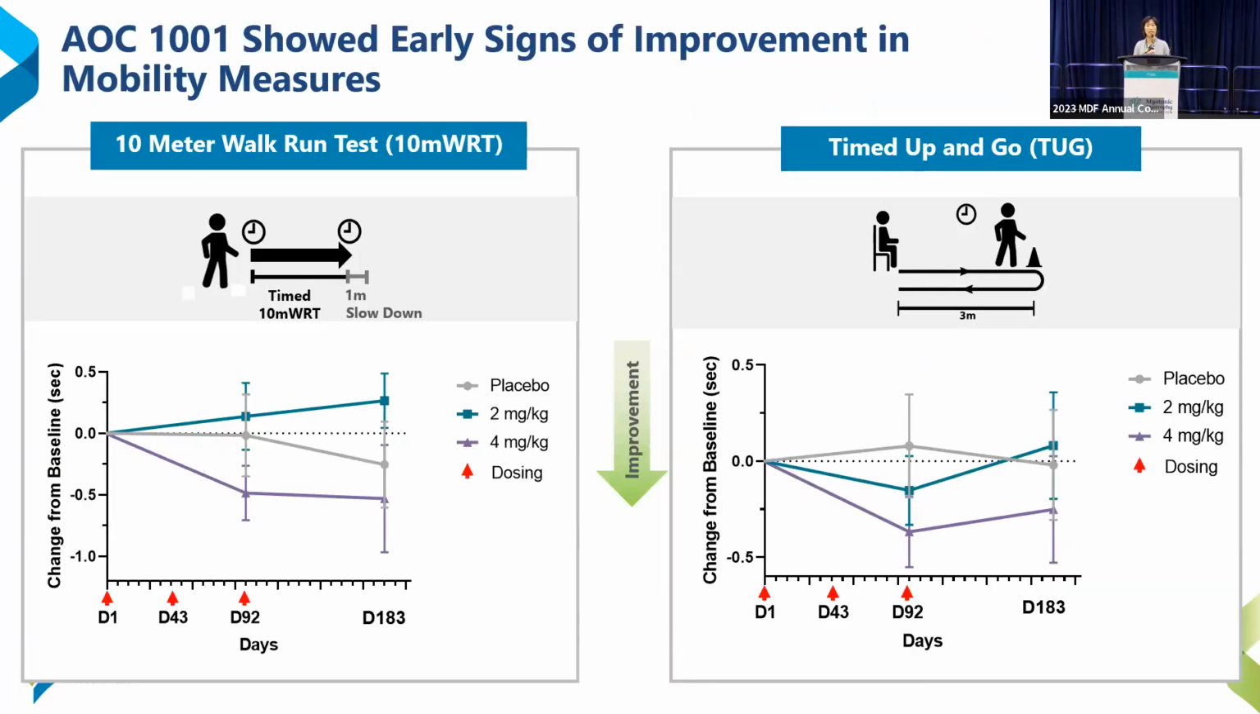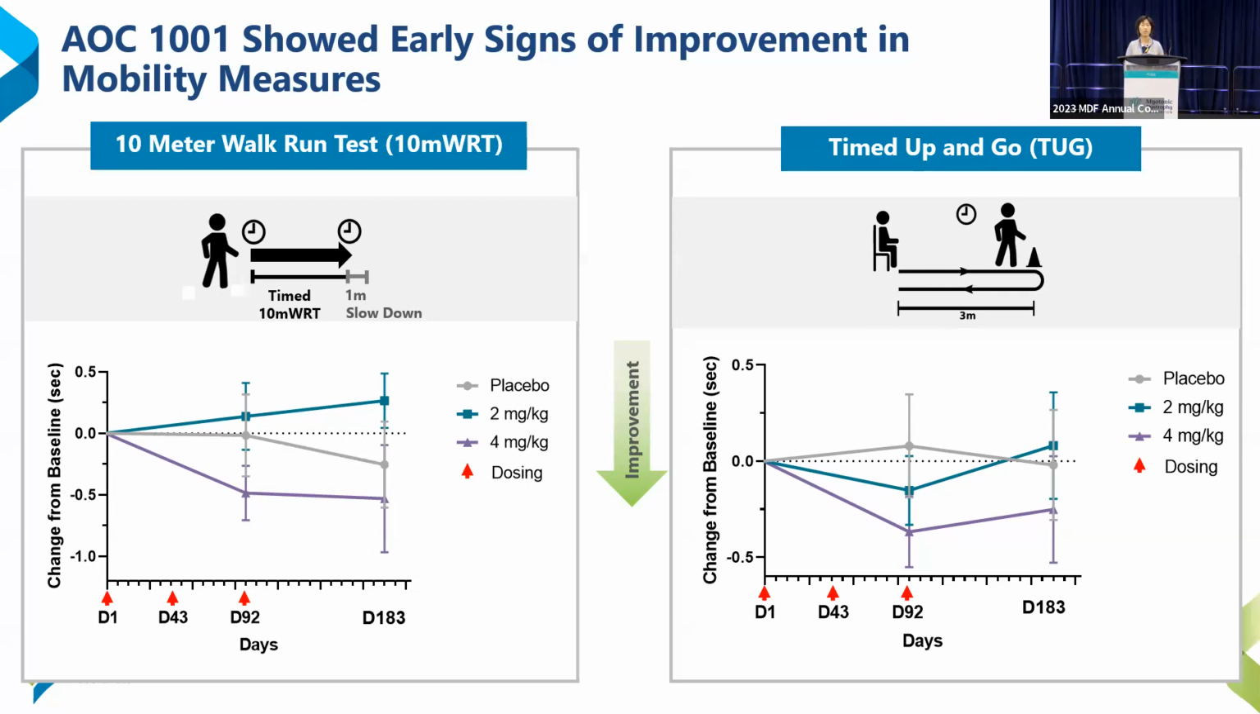This is the last data slide I want to share today. AOC 1001 also shows early signs of improvement in mobility measures. On the left-hand side, we have the 10-meter walk/run test for the duration for someone to do that. On the right-hand side, we have the timed up and go, which is having a patient go from sitting in the chair, getting up, walking 3 meters, turning around, and then coming back to the chair and sitting down. That duration is summarized in the graph. For both of these graphs, a decrease in the duration means an improvement.